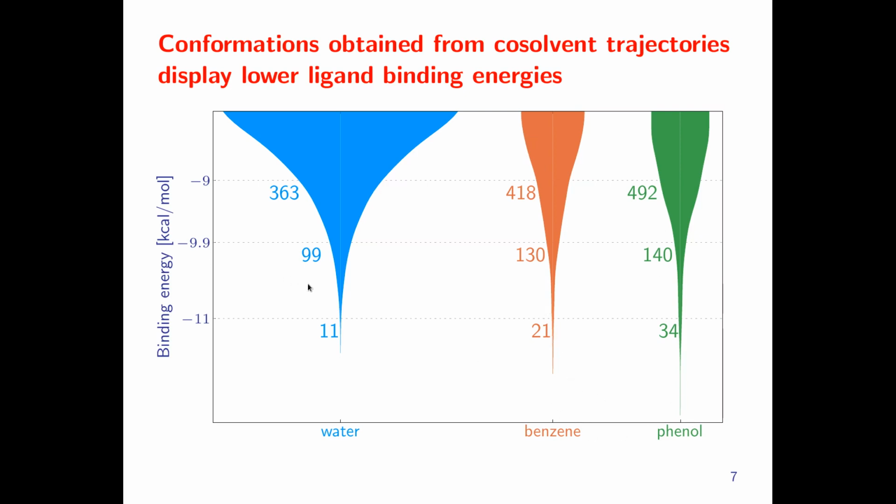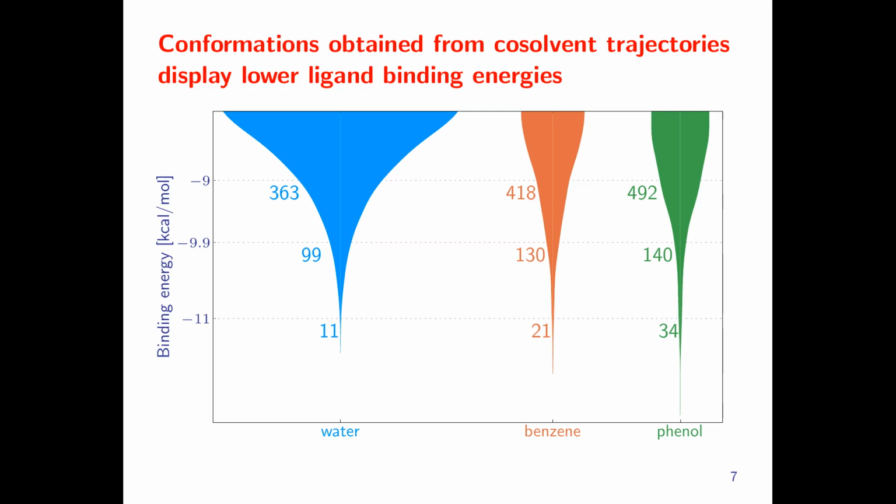This also leads to the fact that a higher number of ligands with a favorable binding energy are discovered, as can be confirmed by comparing the numbers to the left of each distribution. So this first statistical result already indicates that the cosolvent trajectories could harbor more accessible binding sites, and it is reasonable to assume that these binding sites appear because of interactions with the cosolvent probes themselves.